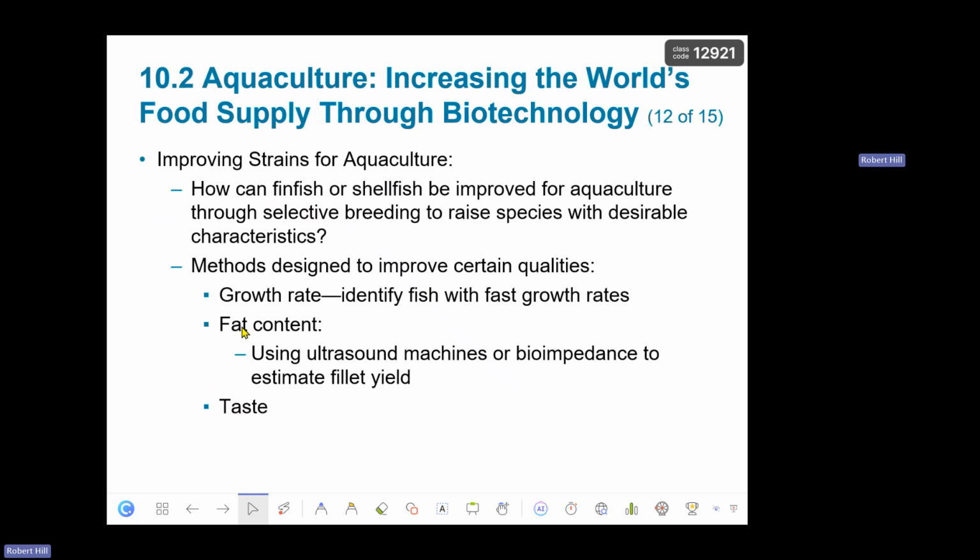And they have these large ultrasonic machines that can analyze many fish at a time. It's not like you're going in there analyzing one fish at a time. It's very automated processes that do these.